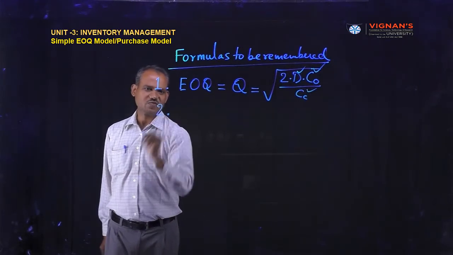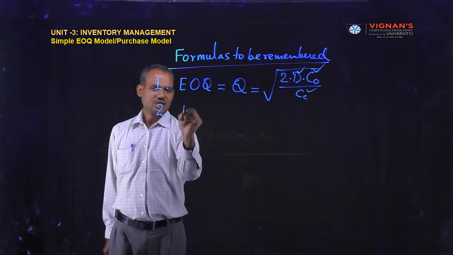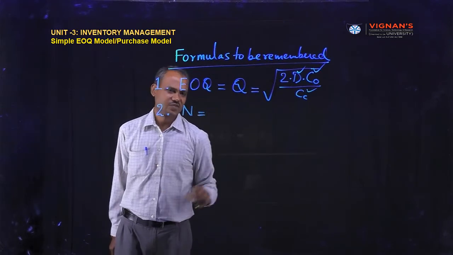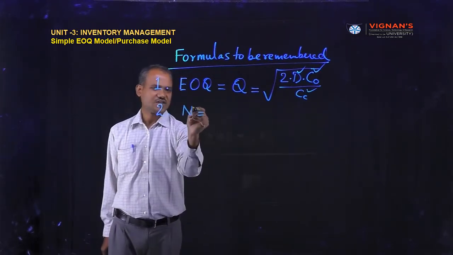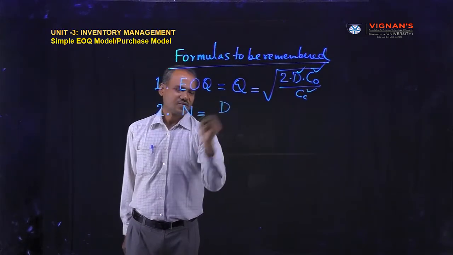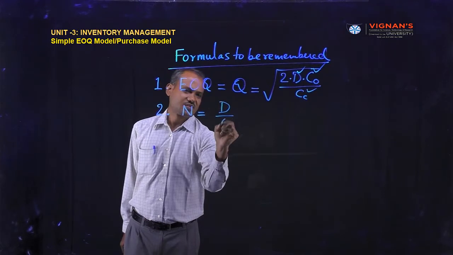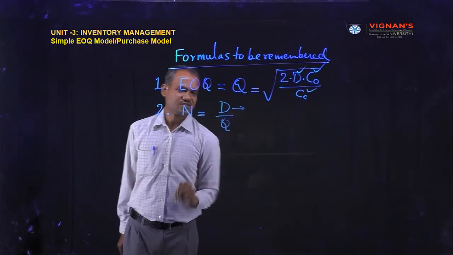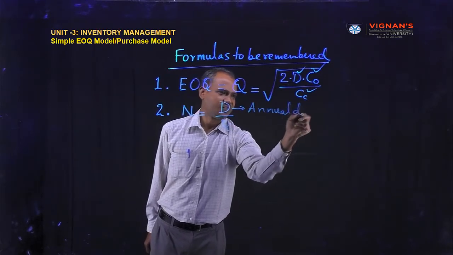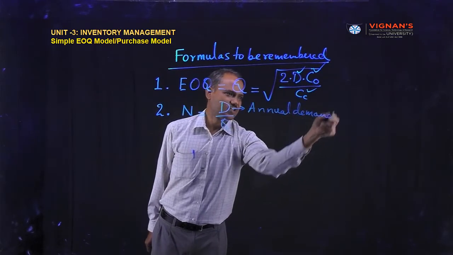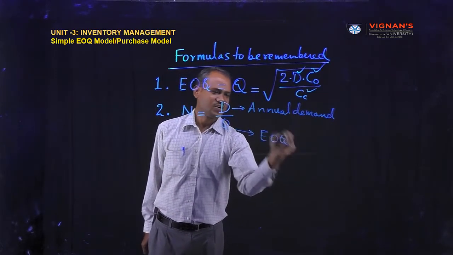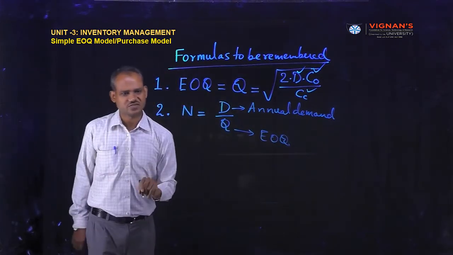Next, the second important formula: number of orders placed in a year. In shortcut we can call it capital N. Capital N is equal to D by Q, where D means annual demand or annual consumption, both are the same. Q is the economic ordering quantity. This is nothing but the number of orders.